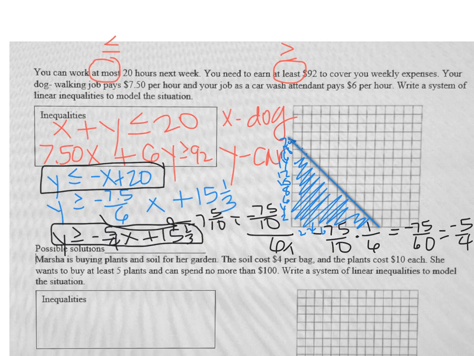I'll put that one in green. 15 1/3, about right there on the y-axis, and I'm going to go down 5 to 10 1/3, and then I'm going to go right 4. So about right there. I'm going to do that again, go down 5 to 5 1/3, and go over 4. Okay, so I'll have another one.